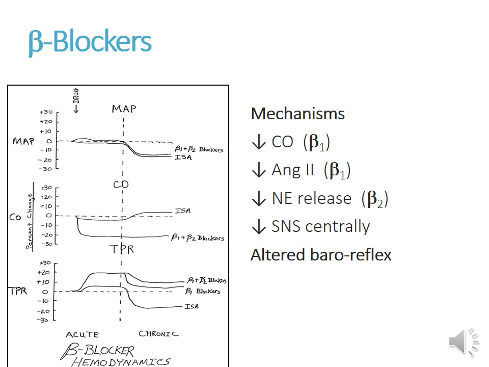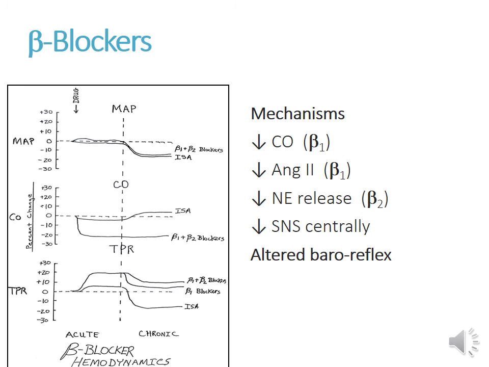Looking at the beta blockers, we've seen these graphs before, but looking at use of the drugs, you see the mean arterial pressure, the cardiac output, and then the total peripheral resistance. I want to look at some of the chronic changes you're going to see with beta blockers when you're administering them. The dotted line down the middle separates acute use of beta blockers from chronic use.